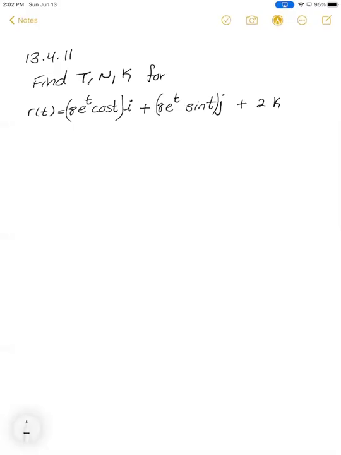This is homework 13 for 11. We want to find the unit tangent vector, the principal unit normal vector, and the curvature. So to find the unit tangent vector T, we need to find r prime and the magnitude of r prime, because T is equal to r prime divided by its magnitude.